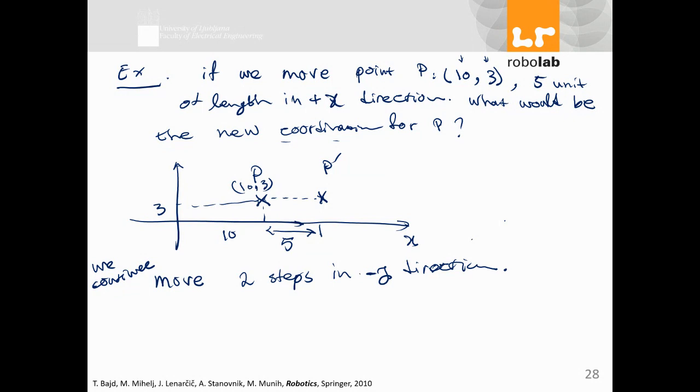So what would be P second? Negative 2 comes down. It will be here, P second. What would be the new one? It means your Y will be reduced by 2. That's how we address points.